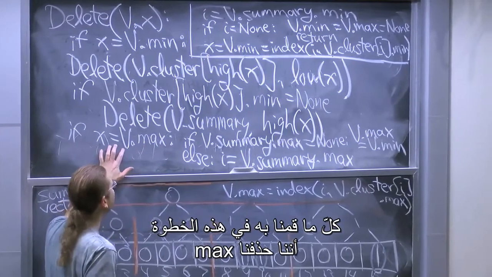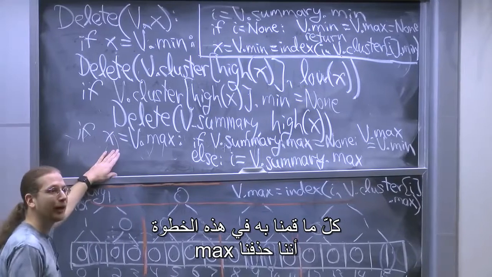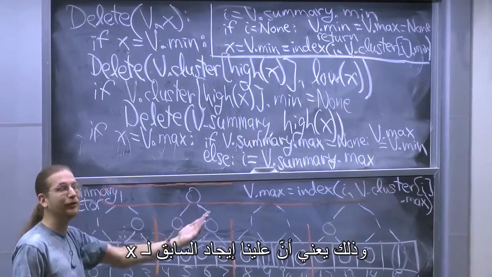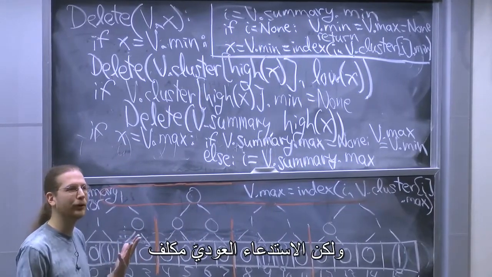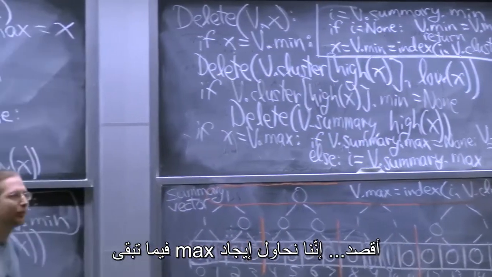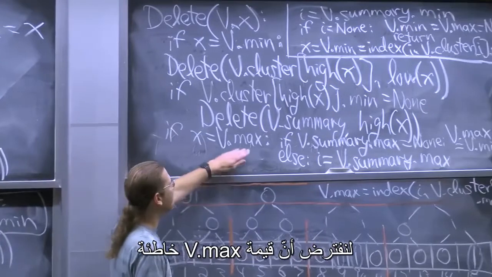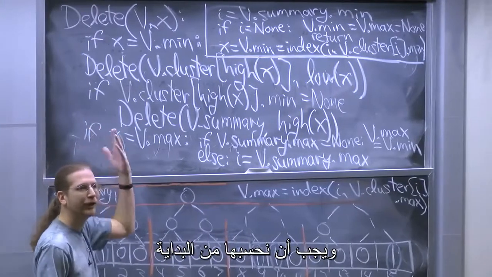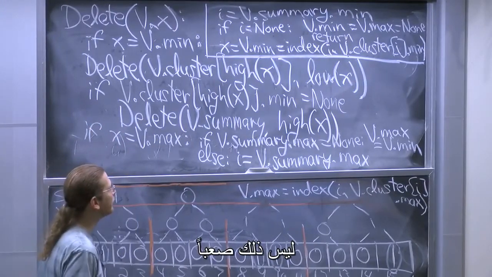Remember, at this point, we have just deleted the max, which means we need to find basically the predecessor of x, but we can't afford a recursive call. I mean, it's OK. It's just we're trying to find the max in what remains. Imagine v.max is just wrong, so we've got to set it from scratch. It's not that hard to do.